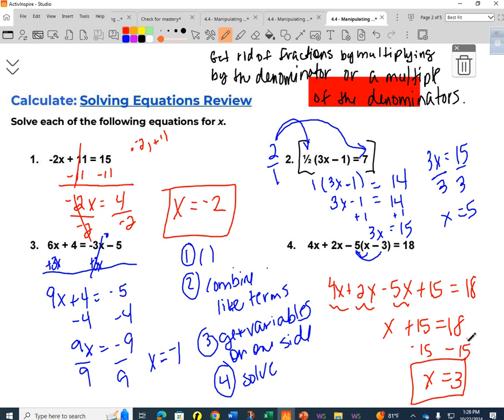Any questions? Clinton? I combined them. 4x plus 2x we can add by adding their coefficients. So 4 plus 2 is 6x, and then I subtracted 5x, right? And that 6 minus 5 gives me 1x, or x. Okay?